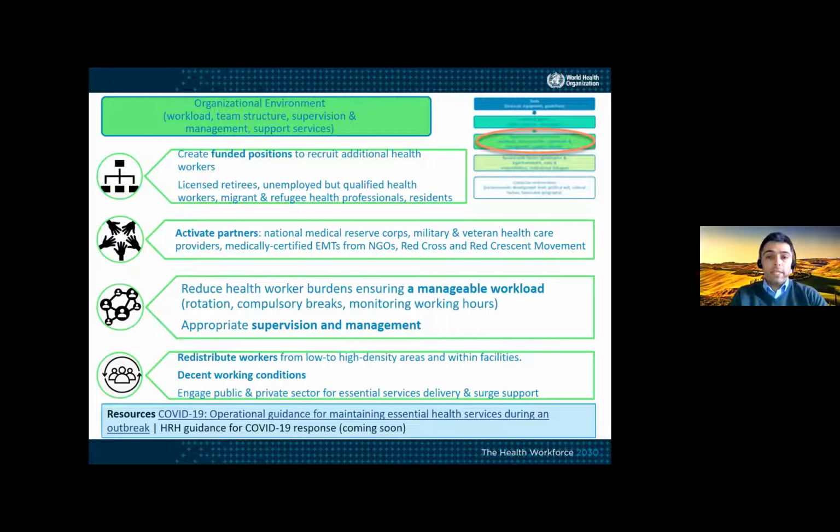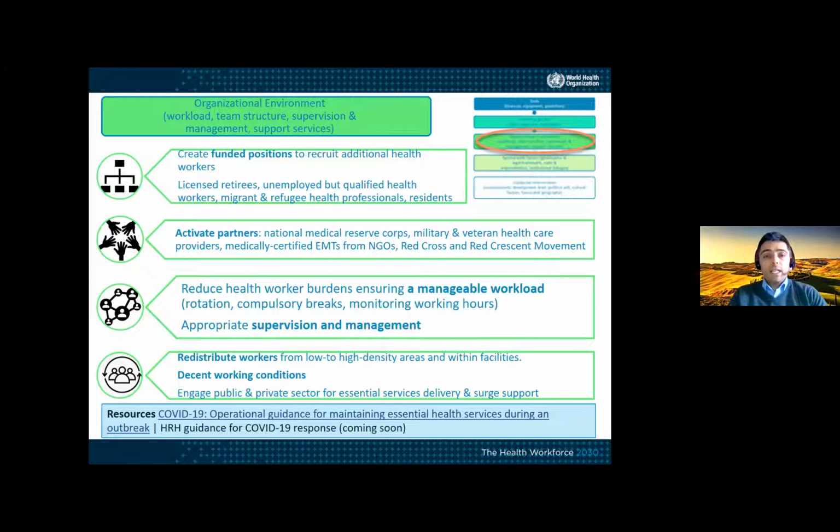And still relating to the decent work agenda, putting in place a number of provisions such as adequate mechanisms for support, such as mental health support, strategies to prevent stigmatization, discrimination, and violence against health workers, and the number of other supportive mechanisms that can be required for the specific context of the pandemic.